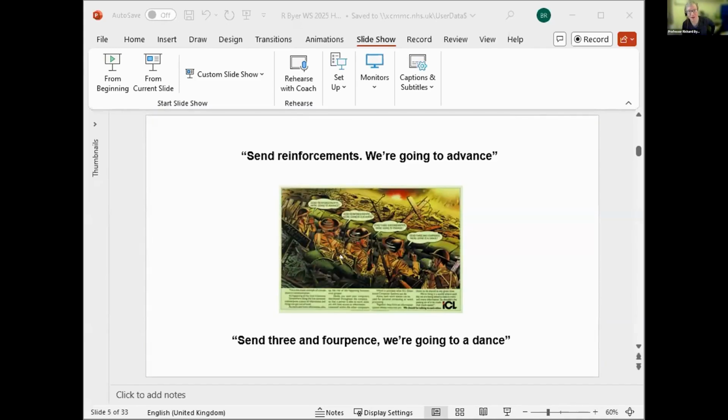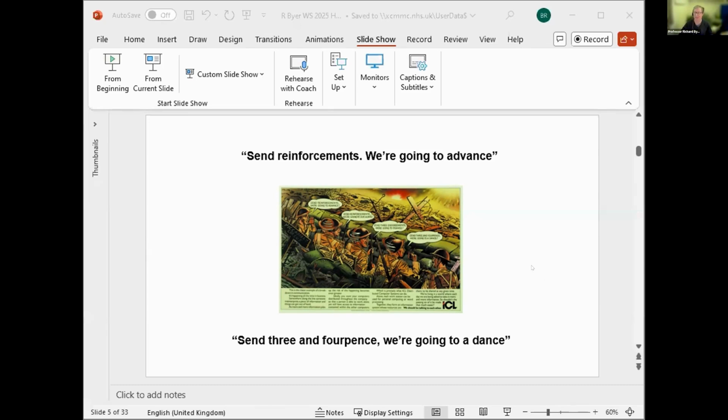So this apocryphal image from the First World War: the first soldier said, send reinforcements, we're going to advance. By the time it got down the line, it came out as send 3 and 4 pence, we're going to advance. So communication, and getting all the information together, is absolutely key. That's why bone marrow biopsies all justify the highest RCPath workload points, because each one of them is quite complex. But I'll try to simplify them down.